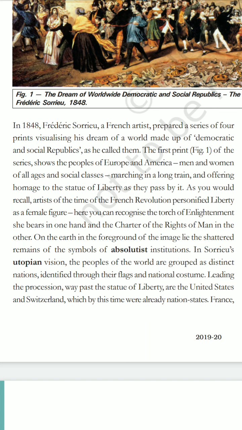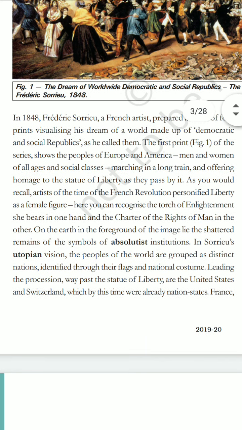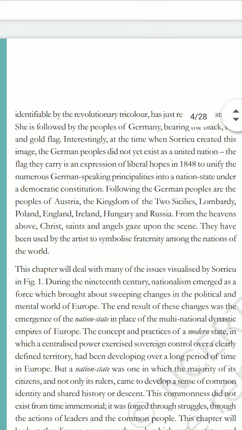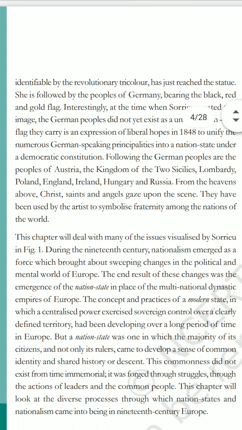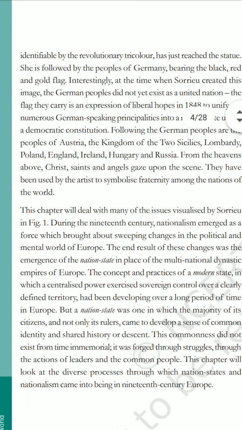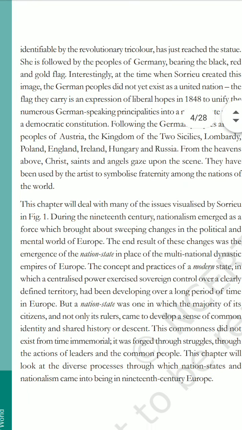In Sorrieu's utopian vision, the people of the world are grouped as distinct nations, identified through flags and national costume. Leading the procession, way past the Statue of Liberty, are the United States and Switzerland, which by this time were already nation states. France, identifiable by the revolutionary tricolor, has just reached the statue.